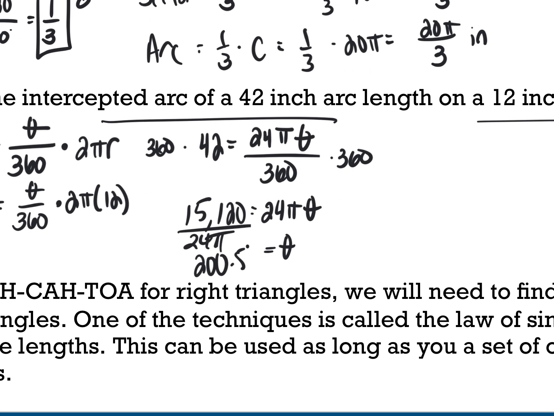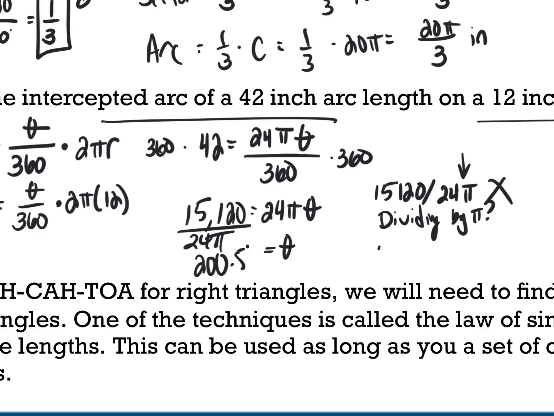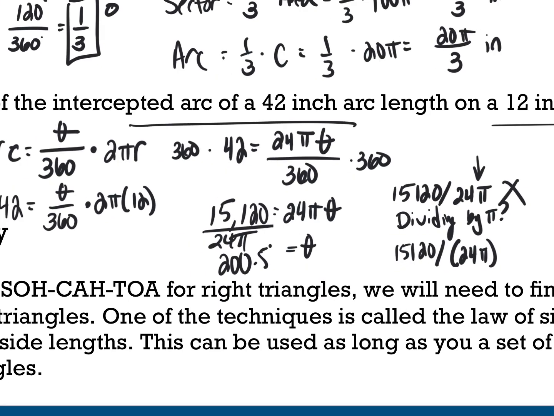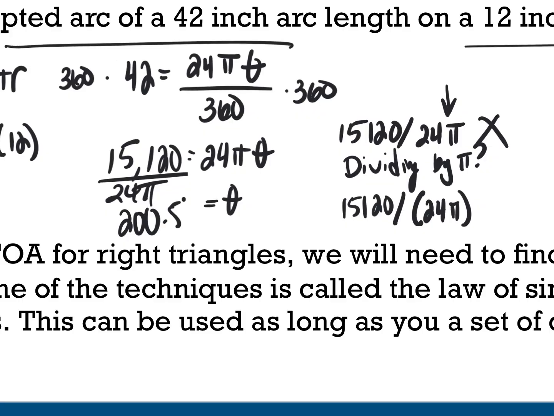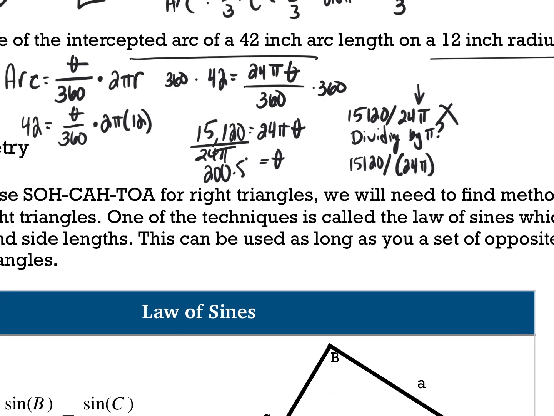Be careful. If you put it in your calculator like this, you've actually put it in incorrectly. Your calculator reads pi slightly differently than other numbers. So if you are dividing by pi, what you want to do is you want to do 15,120 divided by parenthesis 24 pi. If you missed it, you're going to get a much bigger number than what I have. Your calculator reads it weird. So whenever you're putting pi in and not by itself, it's best to put it in with parentheses.